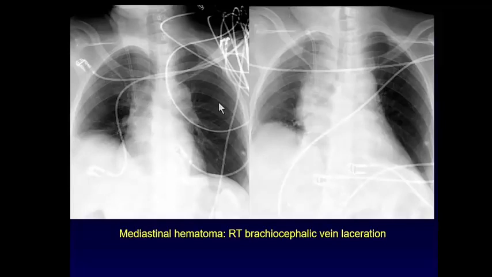A few hours later, the patient developed chest pain. Hematocrit was dropping, and you can see this mass in the right mediastinum that's developed in the interim. This was a mediastinal hematoma from a lacerated right brachiocephalic vein, and this patient had to go to the OR to have this repaired.